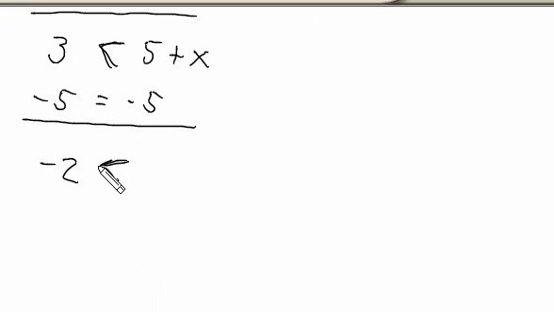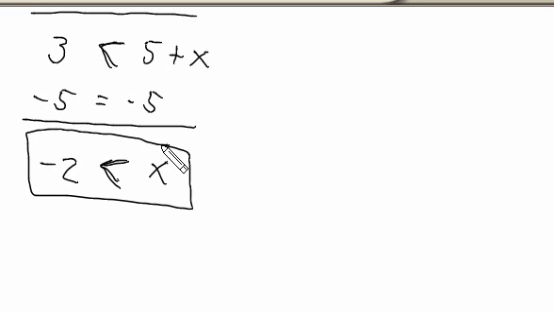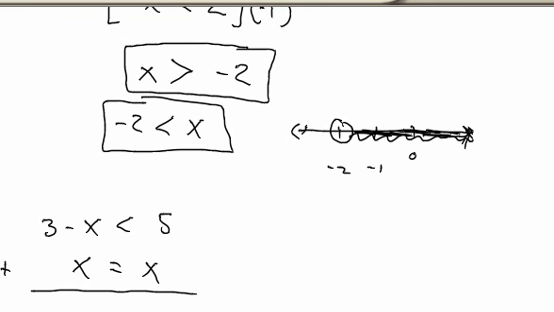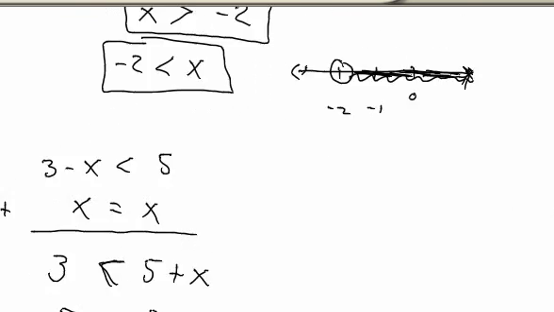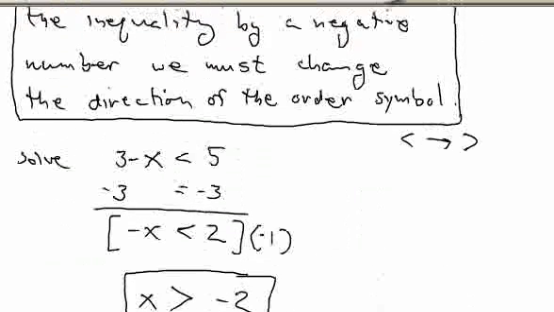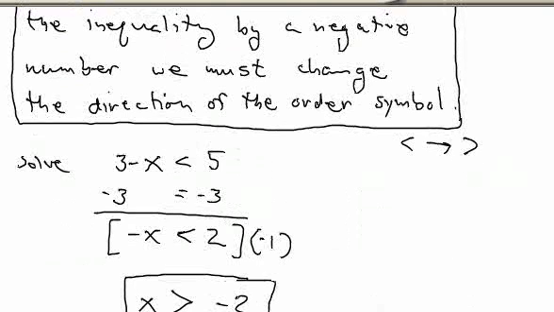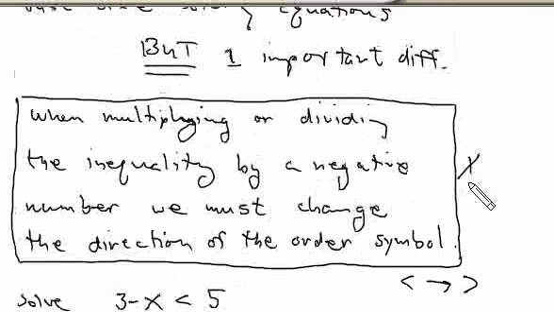We don't change the direction this time because we didn't multiply or divide by a negative number, and on this side 5 minus 5 is 0, and then we have x, and notice we get x is greater than minus 2, which is what we got here. x is greater than minus 2. So we did it two ways, and that sort of shows that this technique works. So this is very important.